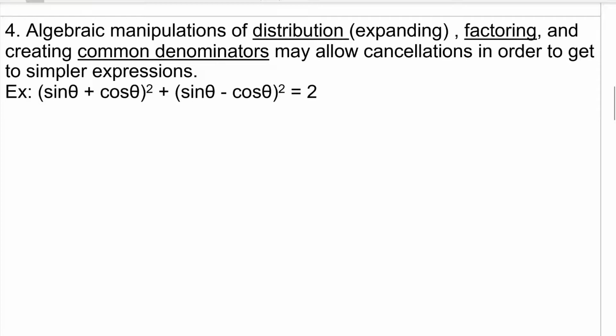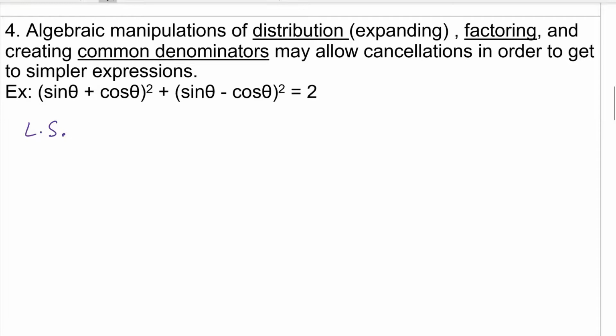So over here I have an example. On the left side I have sine theta plus cos theta squared plus sine theta minus cos theta squared, and that is all equal to 2. So I'm going to start with the more complicated side, which is my left side, and I'm going to manipulate this expression in order to make it equal to the right side.